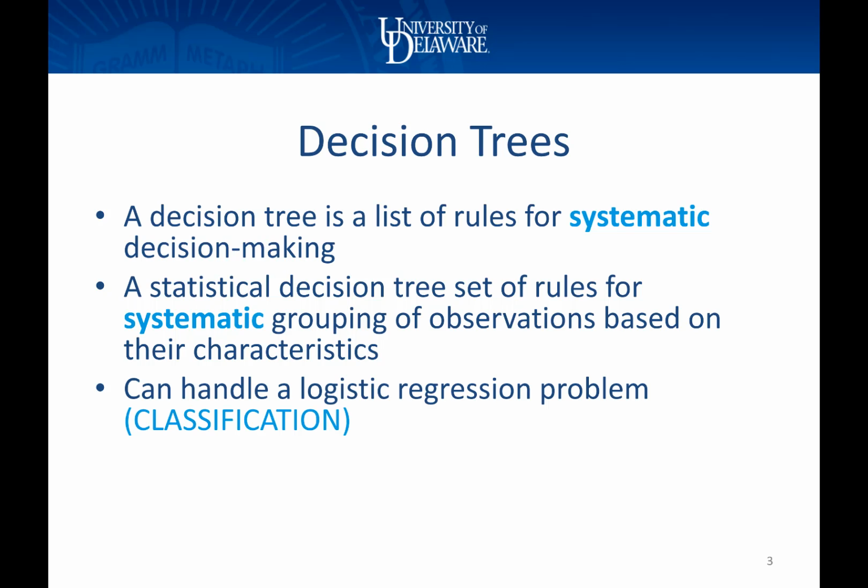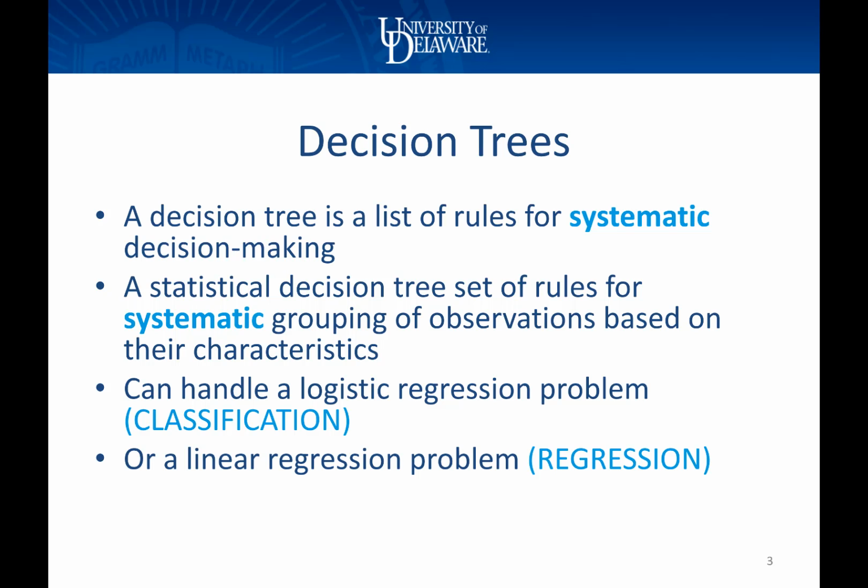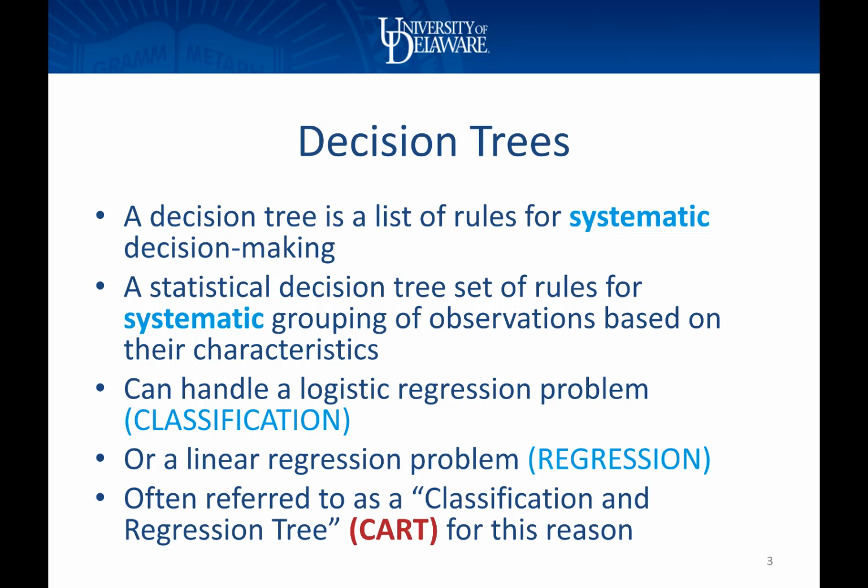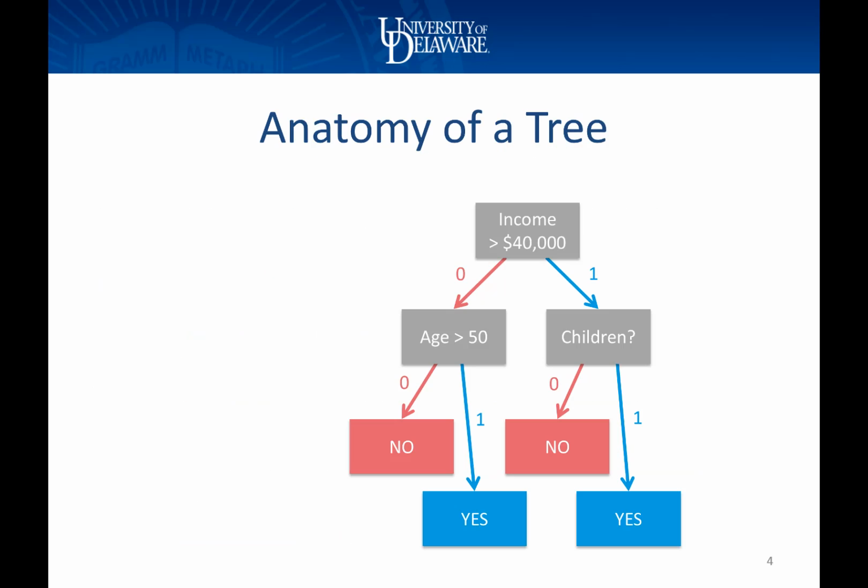It can handle a logistic regression problem, which would be called classification, or it can handle a linear regression problem, and in this case we would call that a regression. So it can handle two different types of problems, classification and regression, and that's already one unique characteristic that we didn't have in other models. It can handle different types of problems. It's often referred to as a classification and regression tree, or CART, for this reason. It can handle many different types of situations.